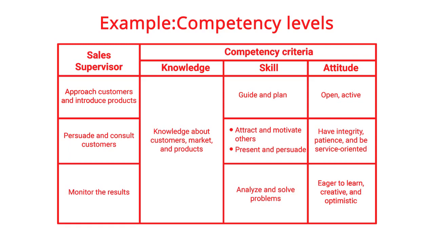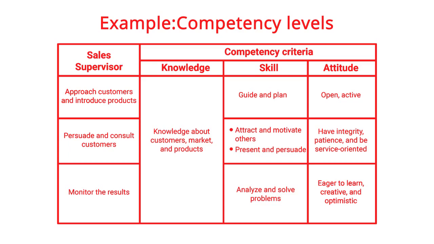The competency criteria under knowledge for all 3 is that the sales supervisor must be knowledgeable about customers, the market, and products. When it comes to skill, the supervisor should be able to guide and plan when it comes to approaching customers and introducing the products. And when it comes to the sales supervisor's attitude, what you want him to have is an open and active attitude. So you can see from this slide that as a company, as a business owner, you will sit down and look at the competency levels and the criteria that you require for each position.